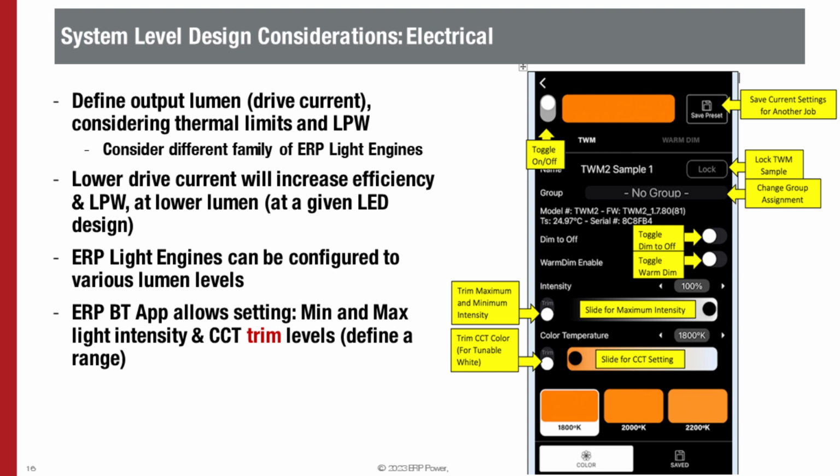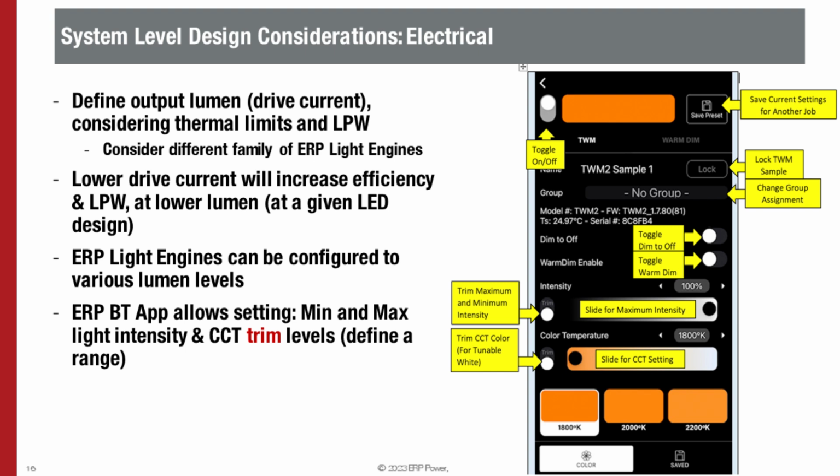once you define your output lumen, essentially, without you knowing, you are defining what the drive current will be, and then considering your thermal limits and LPW, you can control the output lumen out of a module. So this is a trade-off that you have to go through, and I'm going to give you a little bit more information later on how to select the correct vehicle for implementing the fixture that you desire.